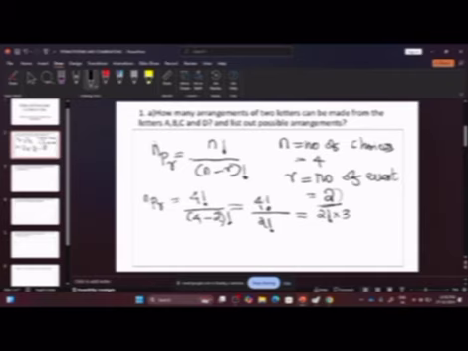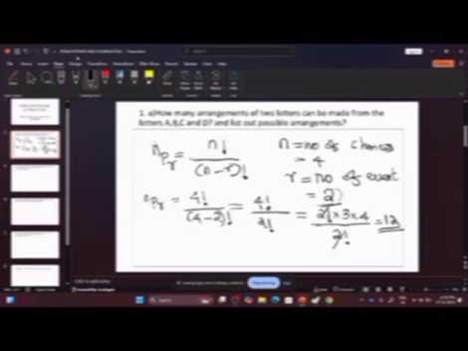By writing 4 factorial as 2 factorial into 3 into 4, I can just cancel the 2 factorial and 2 factorial. So we will get the number of permutations, the final answer, as 12. Very good. So we have got our number of permutations, that is, the number of arrangements as 12.